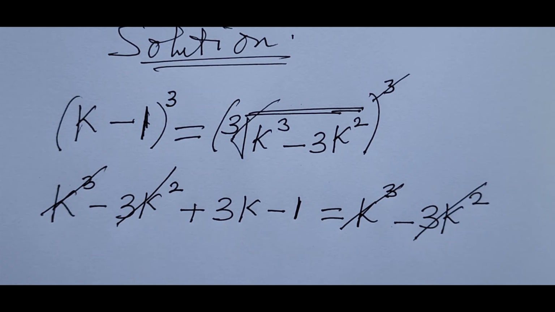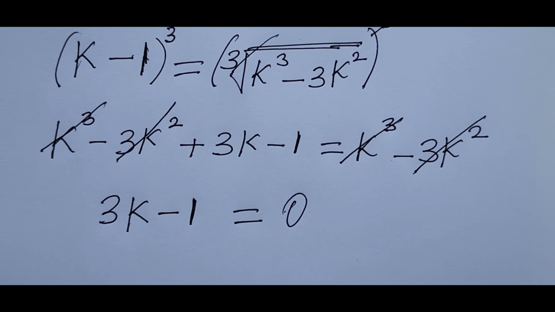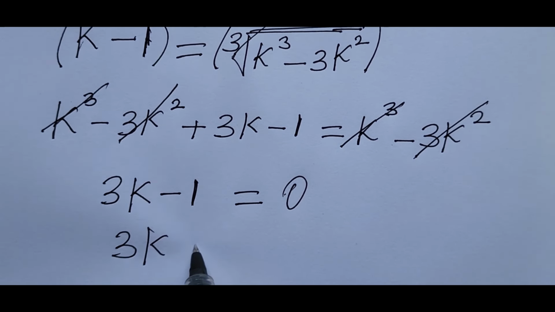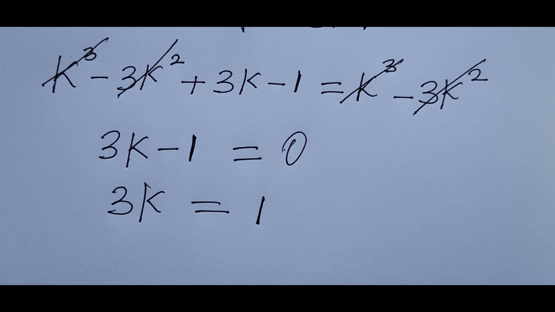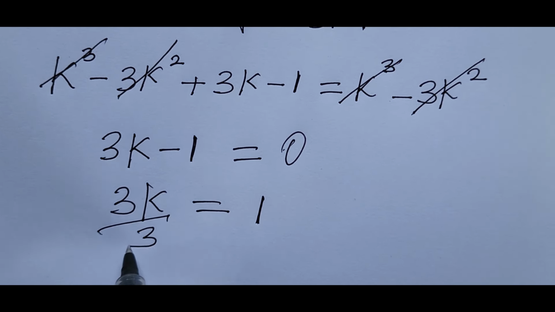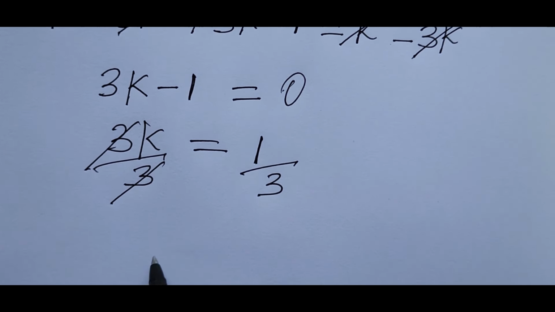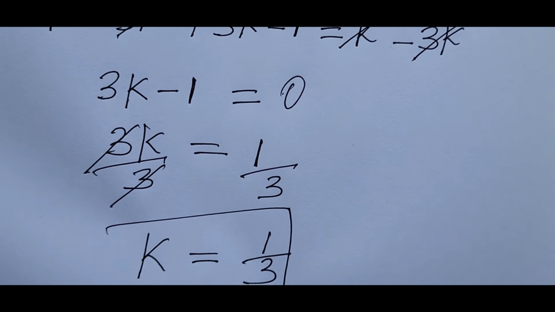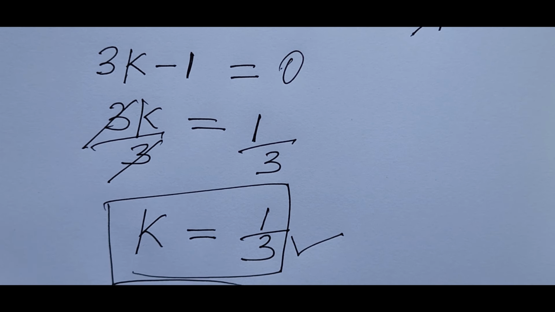Wow. So we are just left with 3k minus 1 is equal to, on the other side, just 0. So we move this quantity to this side of the equation. This gives us 3k is equal to positive 1. Since we are looking for k, we just have to divide by 3. So we divide through by 3, we divide through by 3. This and this leave the system, so we have k is equal to 1 over 3. This is the one root that satisfies this radical equation.